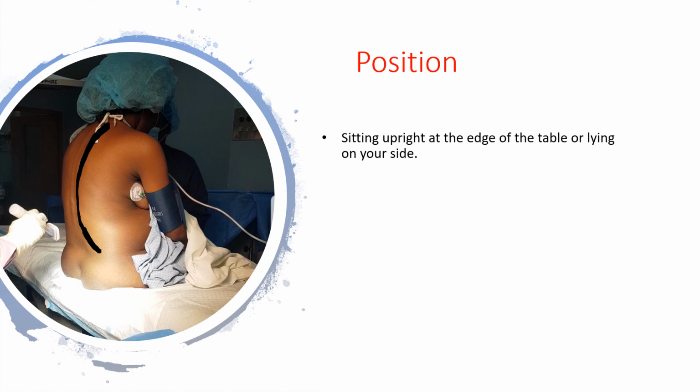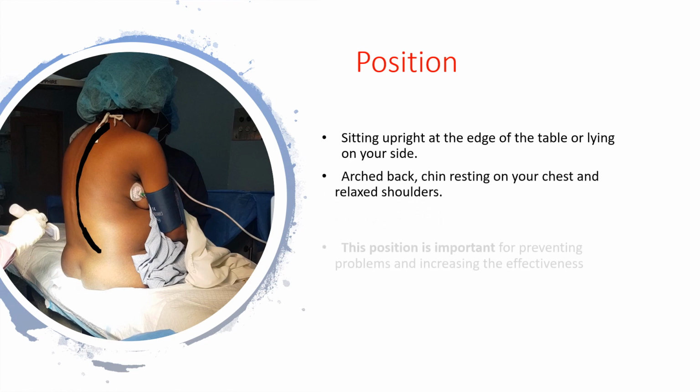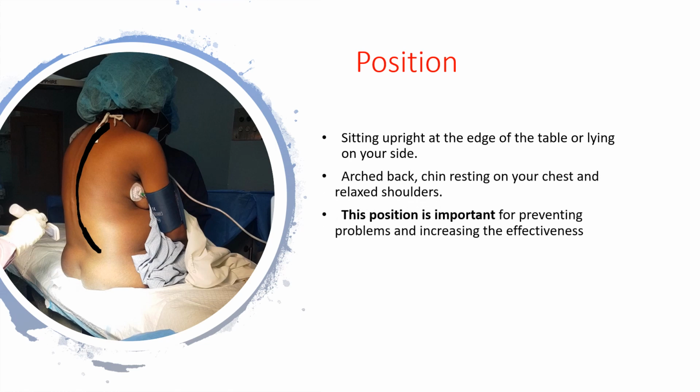Proper positioning is extremely important for a quick and safe spinal. You will be assisted into the correct position. The spinal is typically performed in the sitting position. The image on the left shows a patient in the correct position for a spinal, with your back arched, forming a C along the spine, with your shoulders slouched and your chin resting on your chest.